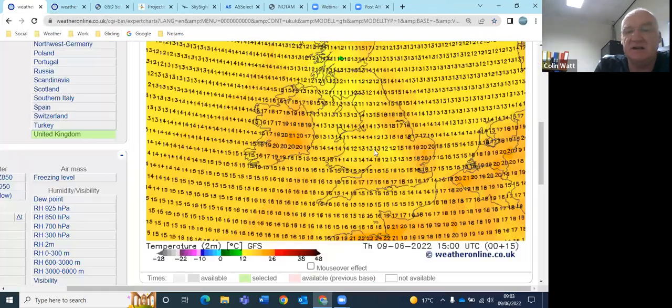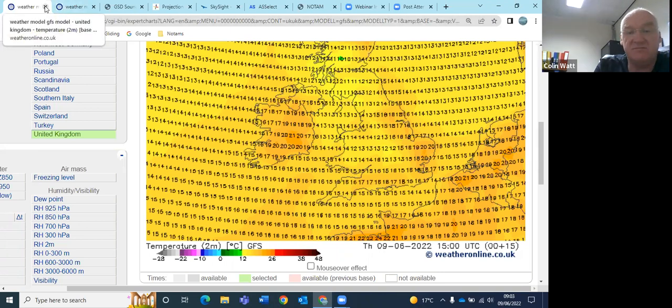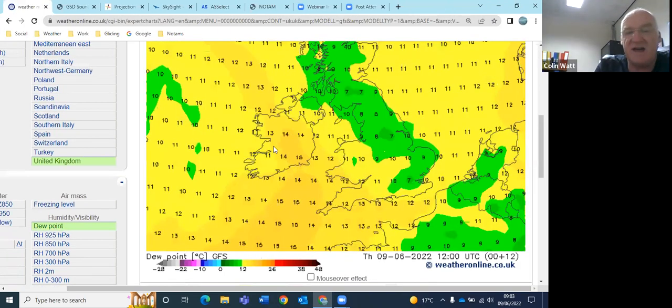So temperature wise, 18, 19 degrees, I think, for the afternoon, fairly warm, fairly pleasant, but it will feel quite muggy. It's the beginnings of warm sector air, really. So dew points are fairly moist as well. It's got that sort of humid feel to it.